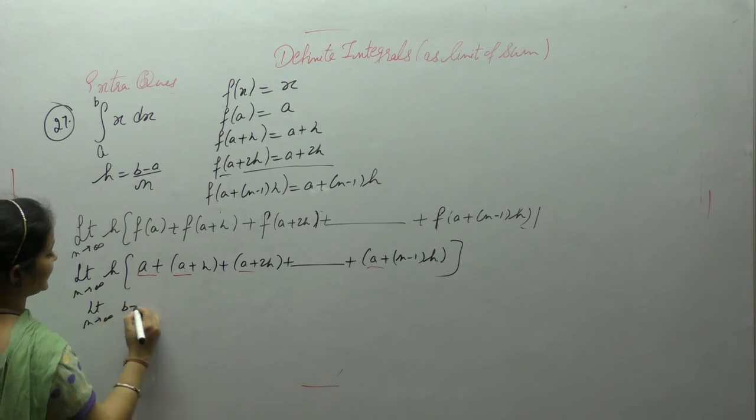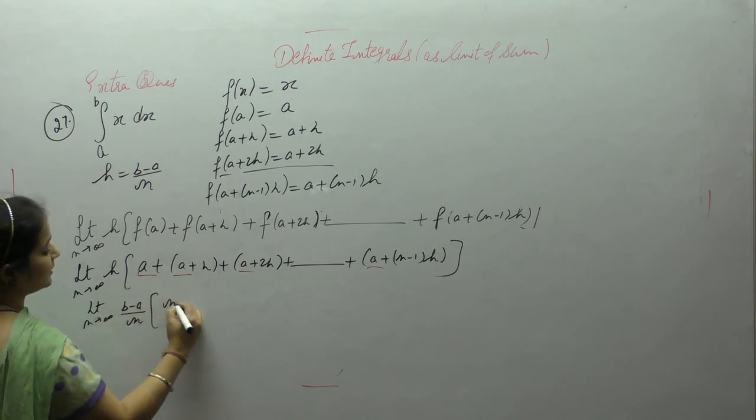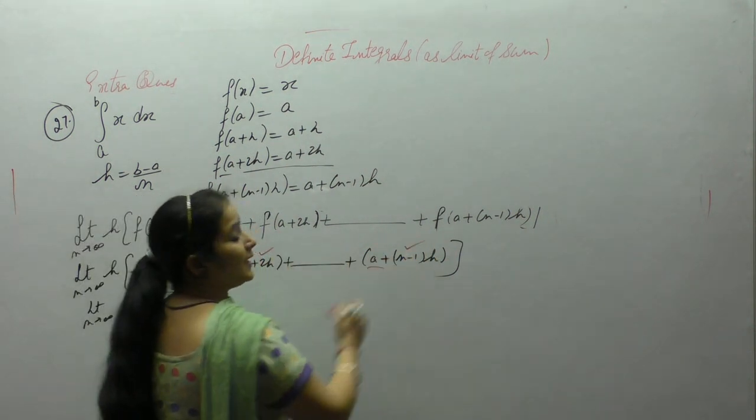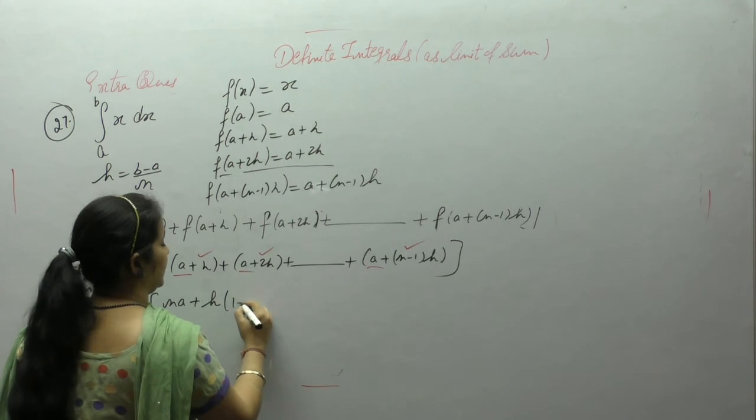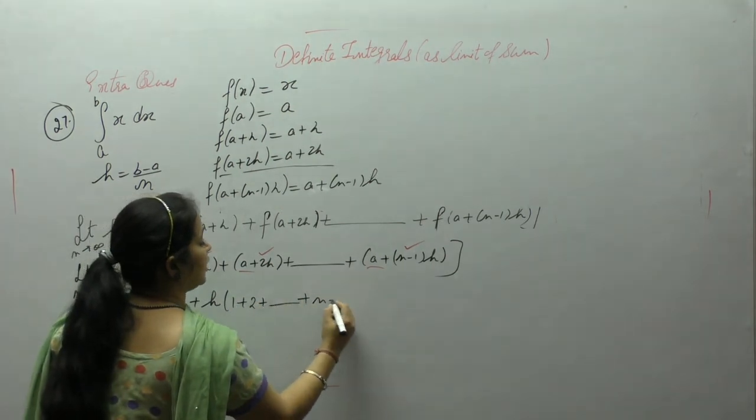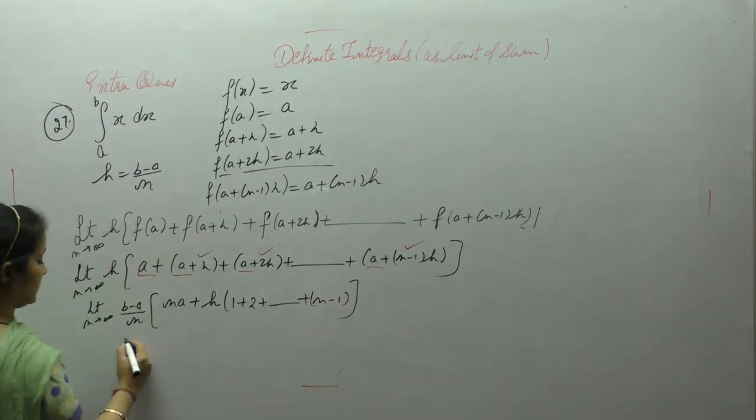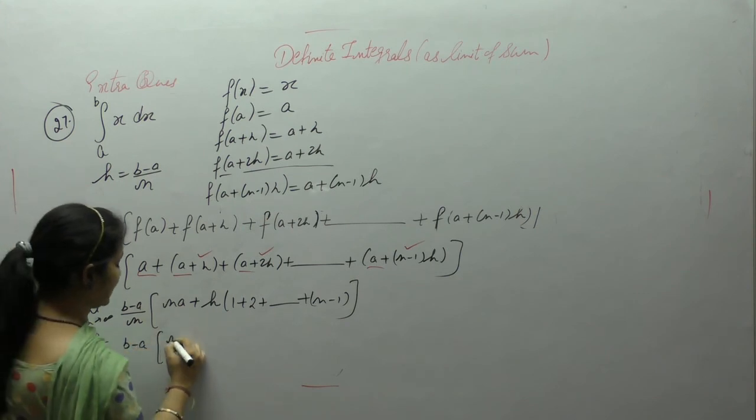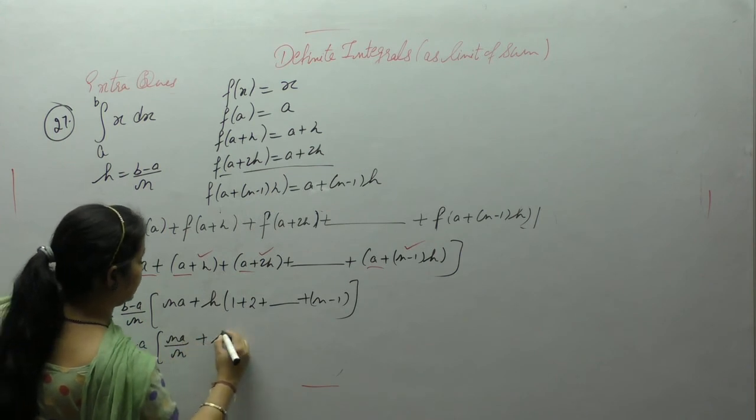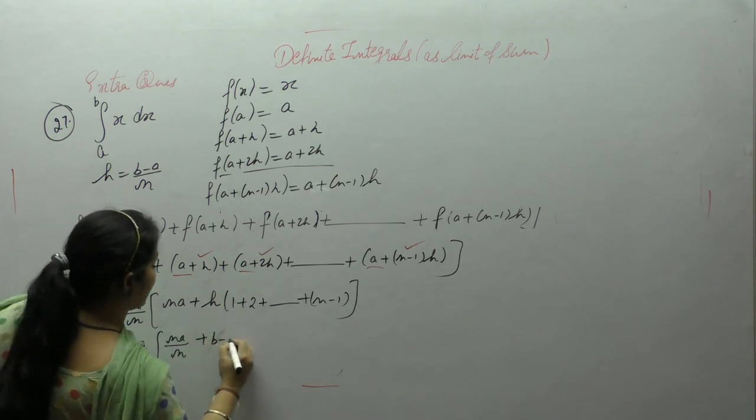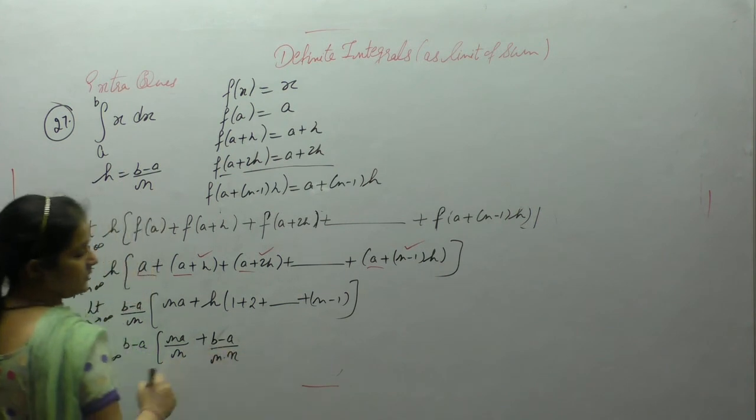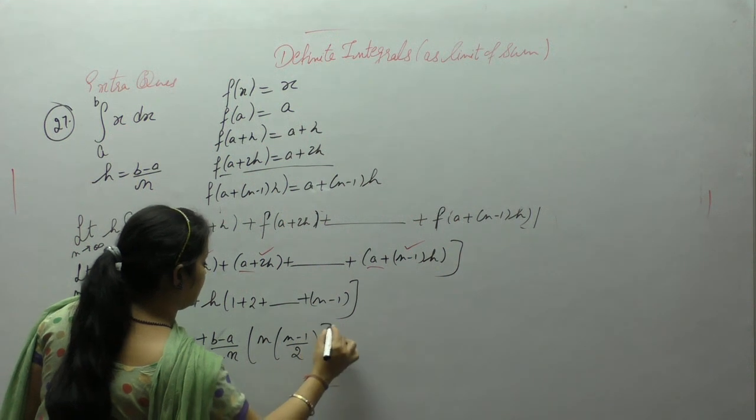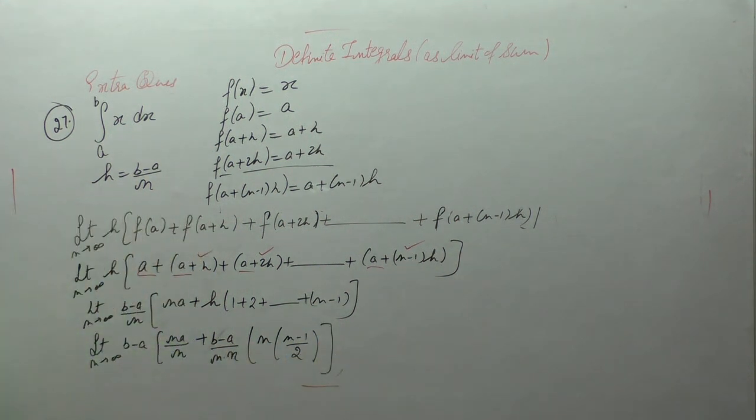To infinity, h is (b minus a) upon n, and a. Now in terms of h, take h common. We are left with 1 plus 2, and so on up to n minus 1. (b minus a) limit n tends to infinity, h is (b minus a) upon n, the sum of n minus 1 terms of an AP, n into (n minus 1) by 2.